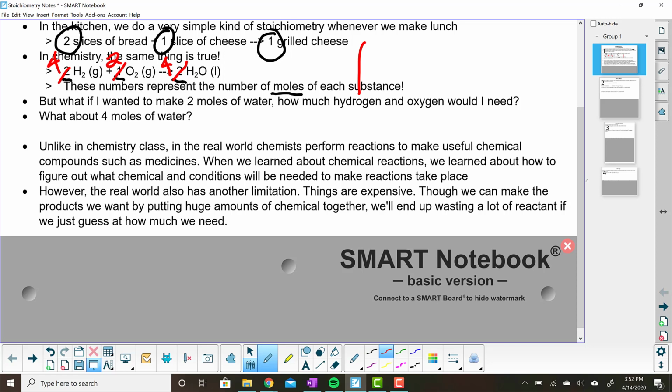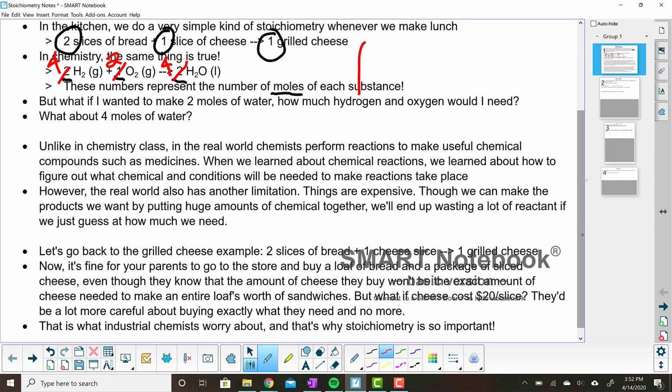But there's one thing that we didn't really talk about. In the real world, things cost money. Things are expensive. We can make products, right? Like if I wanted to make magnesium oxide, and I had some magnesium and some oxygen, I could put the magnesium in the fire, burn it, and produce magnesium oxide. I could just mix a bunch of everything together, but we'll end up wasting a lot of reactant if we just guess at how much we need. Does that make sense? Let's talk about another example.